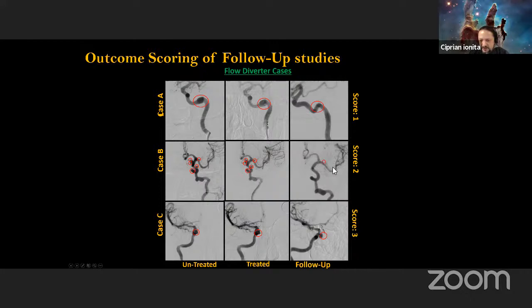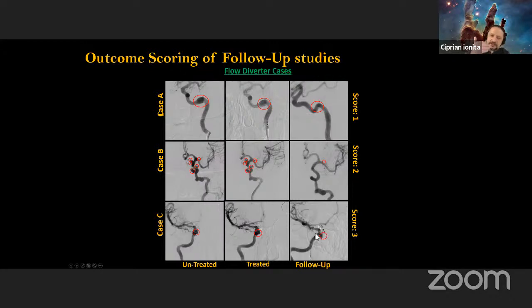This one in there, if you look very carefully, there is some sort of seepage. But in this one in here, here is the aneurysm. Here is after the treatment. 6 months later, nothing happened.